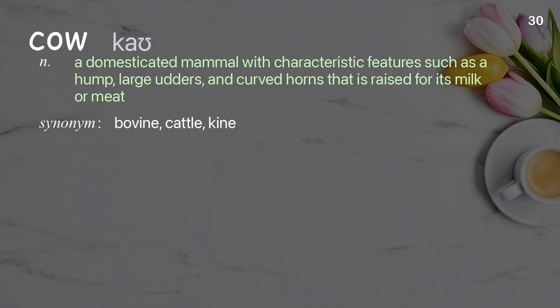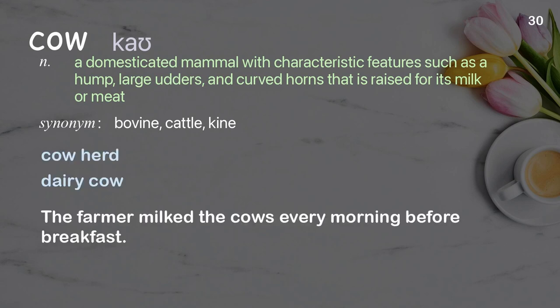Cow. A domesticated mammal with characteristic features such as a hump, large udders, and curved horns that is raised for its milk or meat. Examples: cow herd, dairy cow. The farmer milked the cows every morning before breakfast.